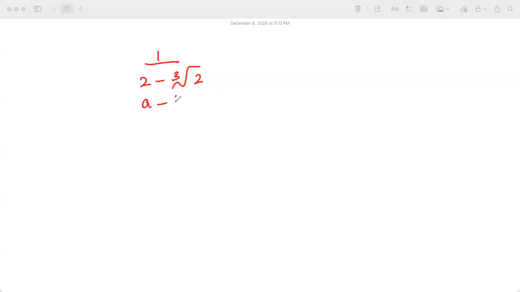You can multiply 1 by 2 minus cube root of 2 by something. What do you want to multiply it with? Okay, we'll call it a minus b. What do you want to multiply it with? I want to multiply it by a minus b in parentheses and then a minus b in parentheses again.